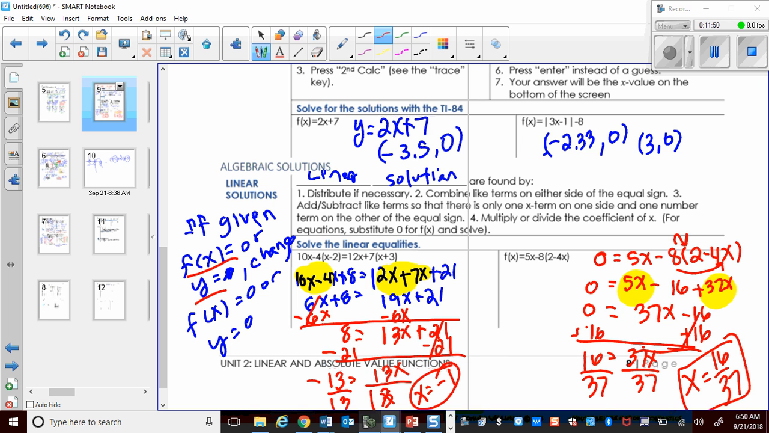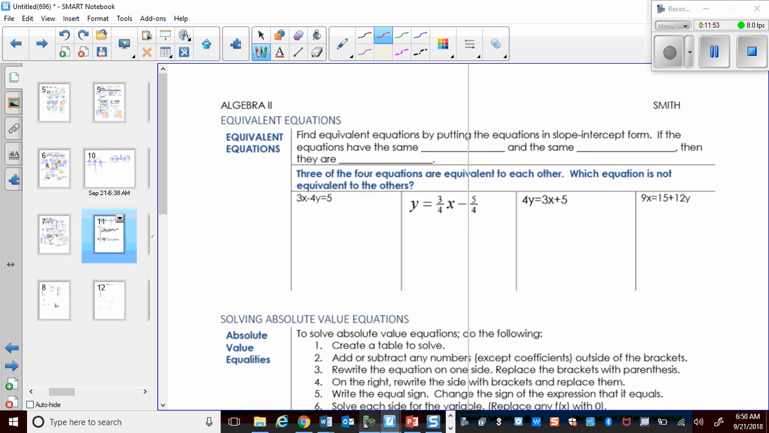Okay? Now, going to the next page, equivalent equations. So the way equivalent equations work is that you're only thinking about this only for linear equations. Only for linear equations, because we're talking about equivalent. So we're not talking about linear inequalities. So first of all, in order to find out if two equations are equal to each other, that's the goal.